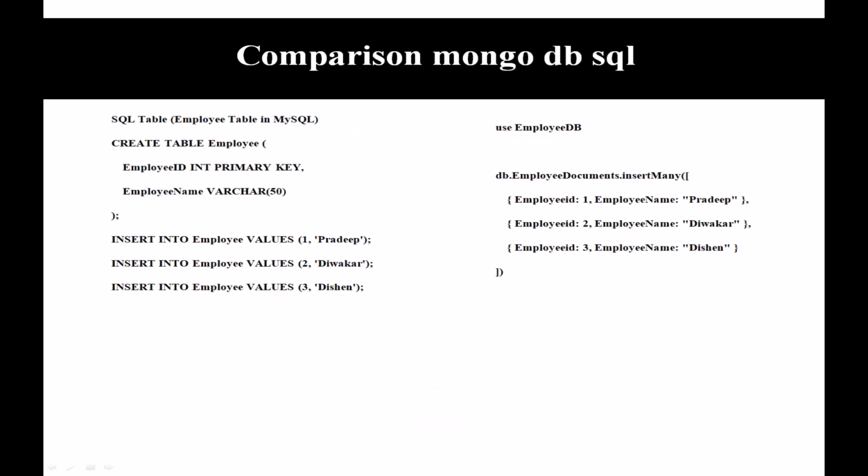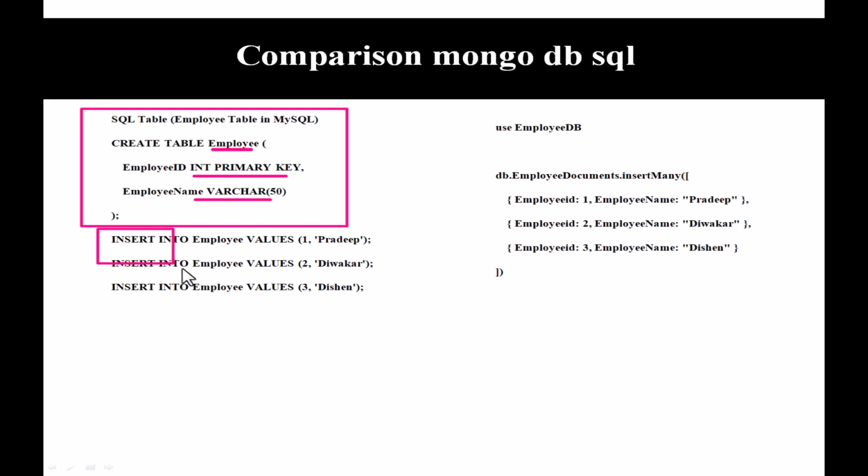Here we have a comparison of MongoDB and MySQL. For example, if you want to create a table, the name of the table is employee. Here you set employee ID, name, primary key and all the things. Later on, you insert however many columns you want. Integer means accepting any numeric value: 1, 2, 3. The next column is employee name. It accepts varchar, meaning Pradeep, Divakar, Dishan, whatever fields you have inserted.